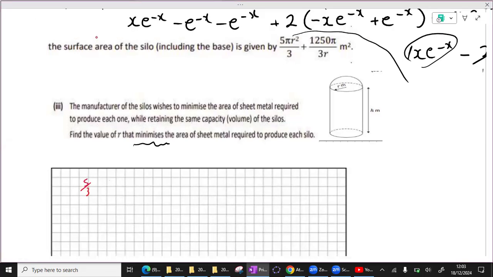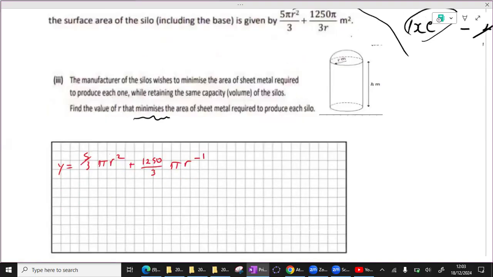Now, before I start, it is probably easier to rewrite this, and same with the next one. It is better, especially because the r is underneath. You're going to write it like this with your pi and then your r to the power of -1. So you need to have it in that format before you can go ahead and differentiate.